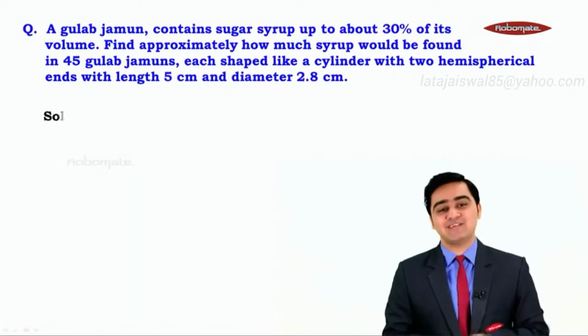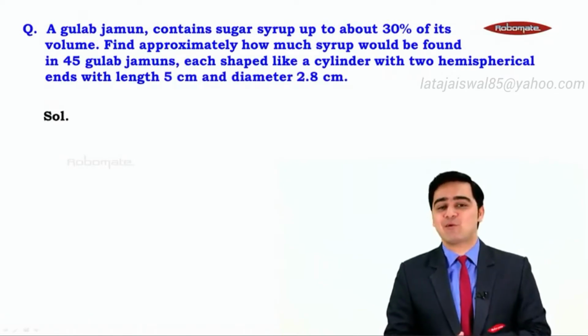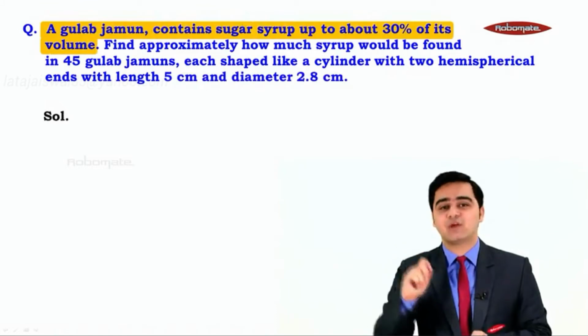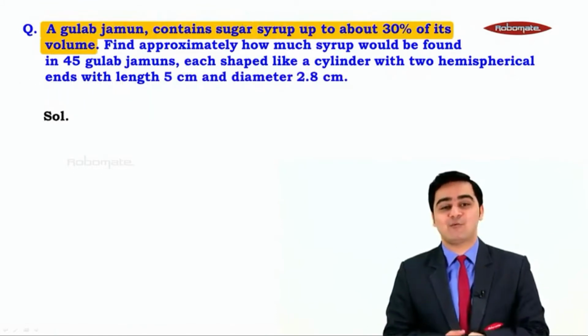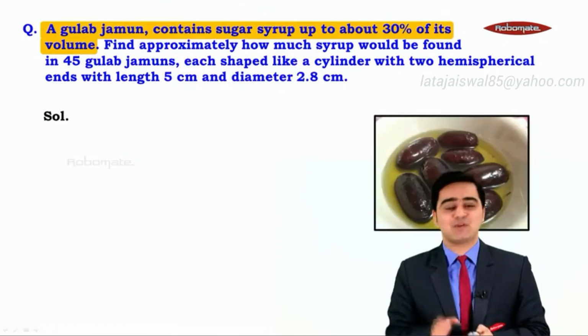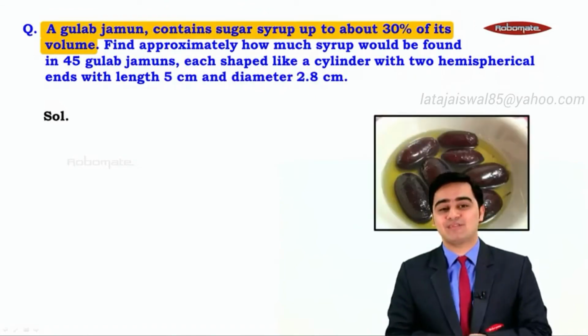We have in front of us, let's understand the question with the help of the figure. It says that a gulab jamun contains sugar syrup up to about 30% of its volume. So now we need to consider gulab jamuns. These are the gulab jamuns we have on the screen.